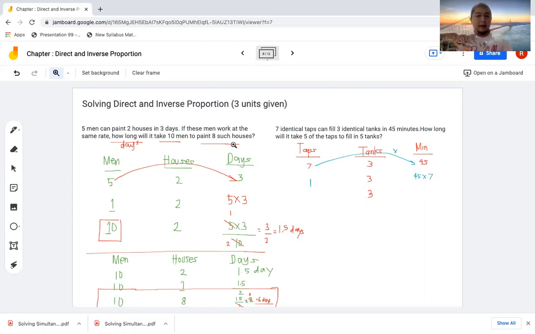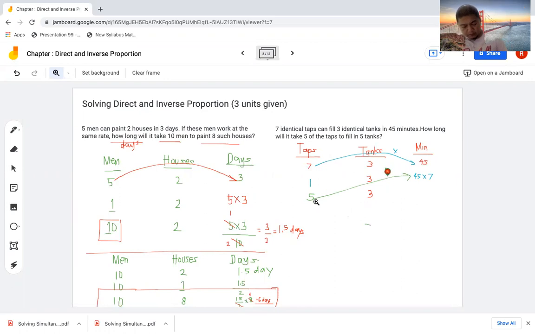And after that, you are now going to the number of taps that is given in the question. So you're looking for 5 taps, which means that we are going to convert this 1 tap into 5. And as the number of taps increases, the amount of time to do it will be split. So in here you will understand now that these 2 values, 45 times 7, will be divided by 5.